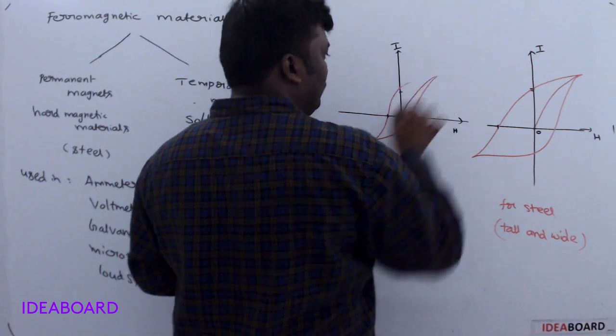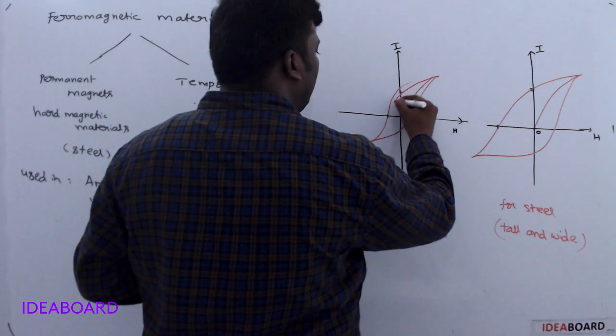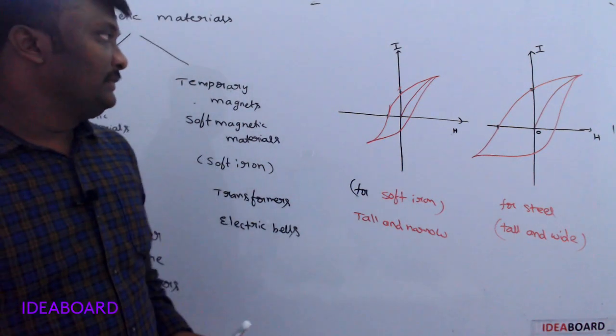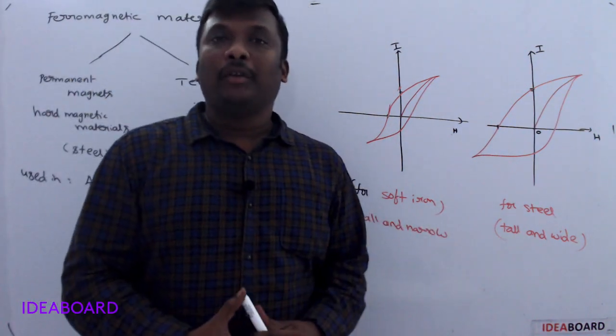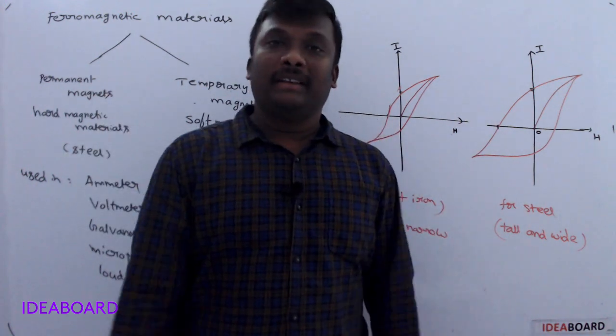Understand? This is about hysteresis and types of ferromagnetic materials.